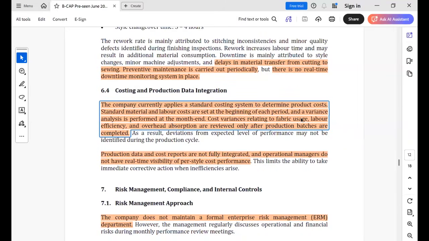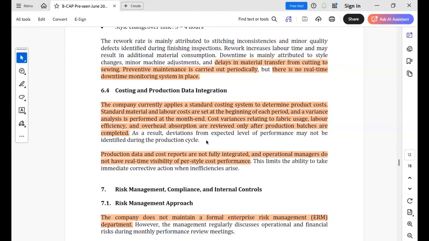Cost variances resulting from fabric usage, labor efficiency and overhead absorption are reviewed only after production budgets are completed. If you are doing this on a daily basis, the following day's inefficiency can be avoided. But if you are doing it on a monthly basis, the entire 30 days you have already wasted the budgets. Your loss is already absorbed. You can't do anything, right? As a result, deviation from the expected level of performance may not be identified during the production cycle, so you can't identify it then and there.